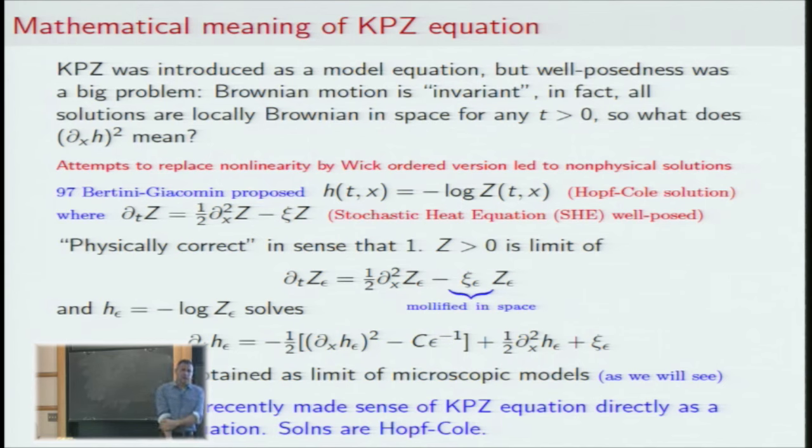But actually that doesn't really matter. The equation was just a really weird way to write the log of the stochastic heat equation. So you take this stochastic heat equation, and one of the miracles of the subject is that this equation is perfectly well posed as a normal Ito equation, and the solutions are strictly positive. And you take the log of that, and that's called the Hopf-Cole solution of KPZ, and that's the solution. So KPZ is just a kind of awkward way to write an equation for the log of the stochastic heat equation.